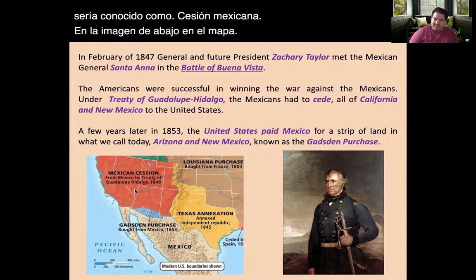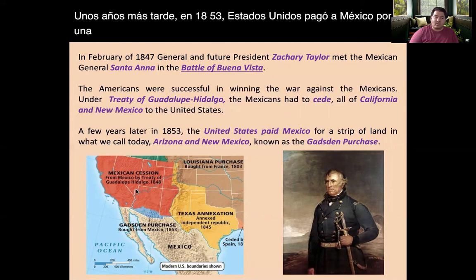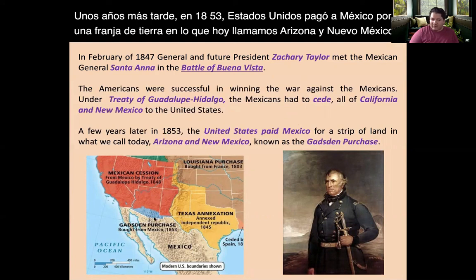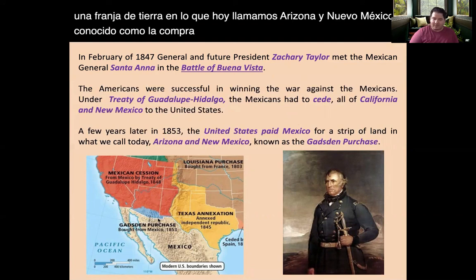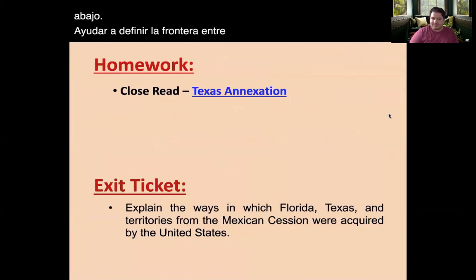A few years later, in 1853, the United States paid Mexico for a strip of land in what we call today Arizona and New Mexico, known as the Gadsden Purchase, also pictured here in the map below, helping to define the border between Mexico and the United States.